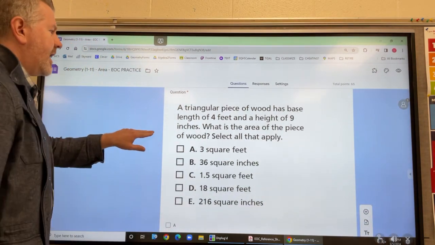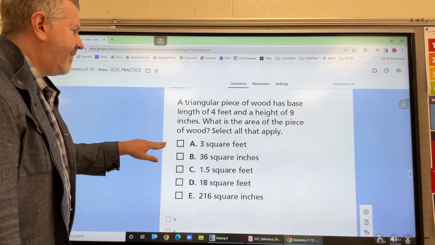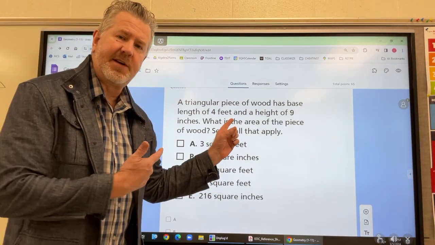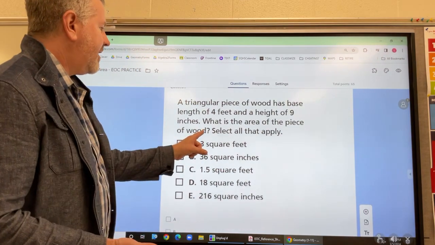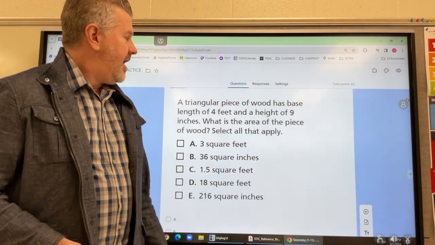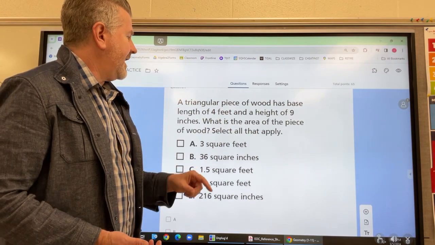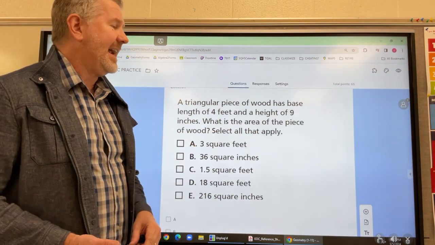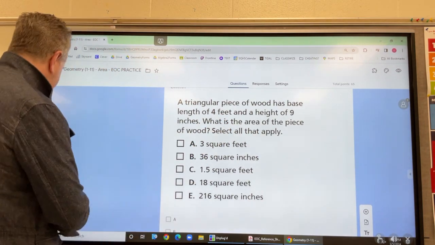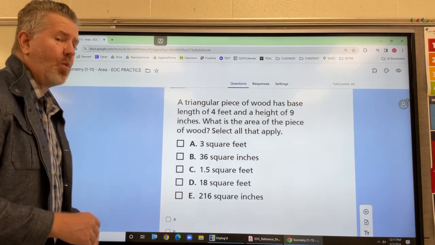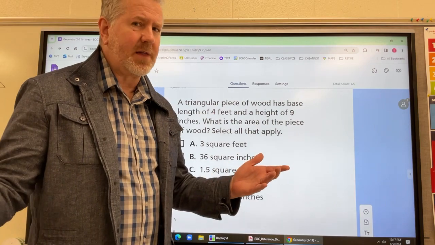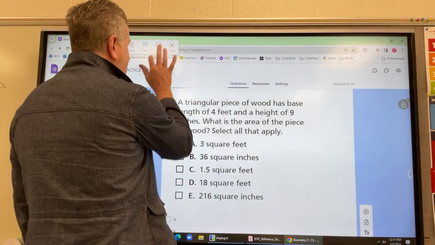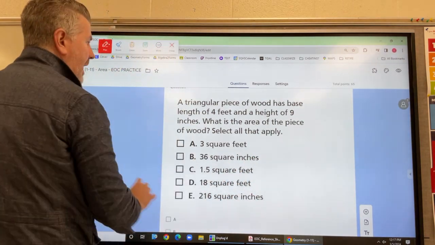So the first one, a triangular piece of wood has base length of 4 feet and a height of 9 inches. See the different units? We got feet and inches. Now we can't figure out the area of a piece of wood when the length is in feet and the height is in inches. So what we've got to do is convert one or the other or both, either before or after. I know that's a lot of choices. There's no necessarily best way to do it.